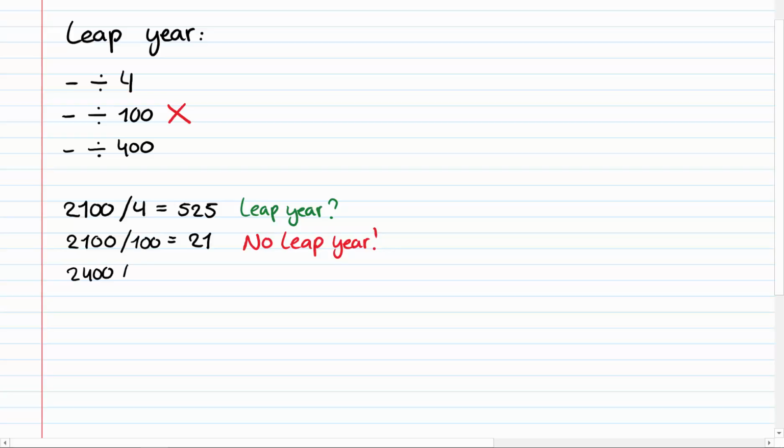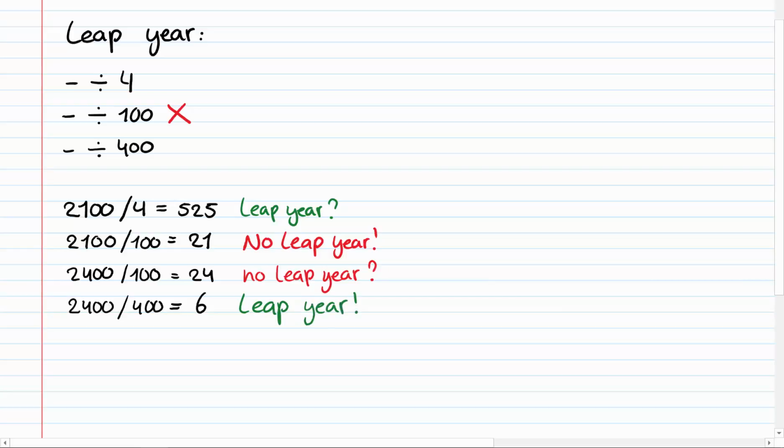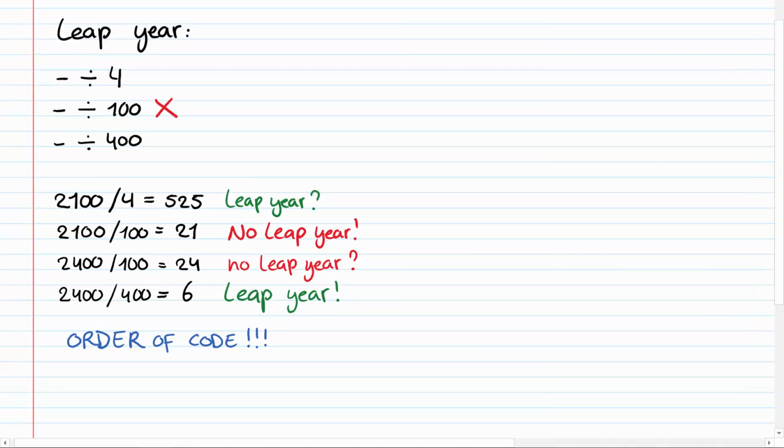Another example is the year 2400, which is divisible by 100, so a new century, so not a leap year. However, this is one of the exceptions where the new century can also be divided by 400. Therefore, this year does qualify as a leap year. These examples show that the order of your code is extremely important. You should first check whether you can divide by 400, then by 100, and then by 4.